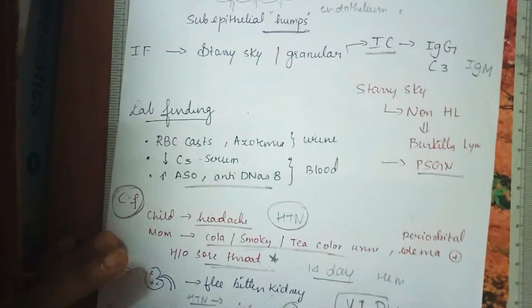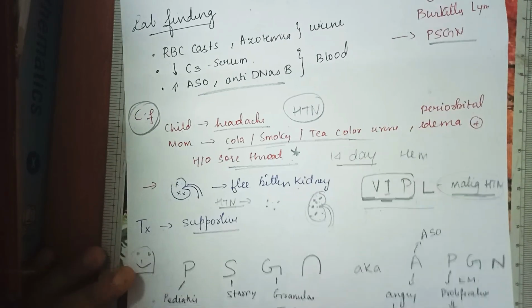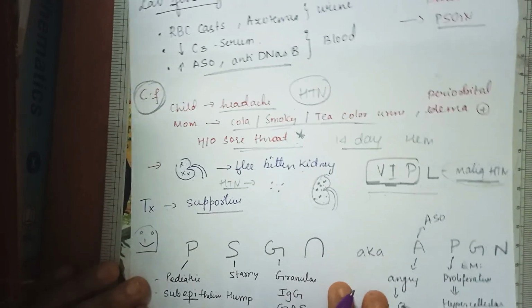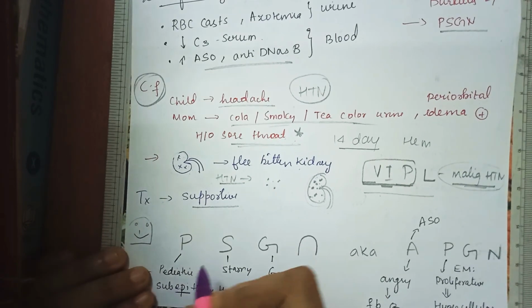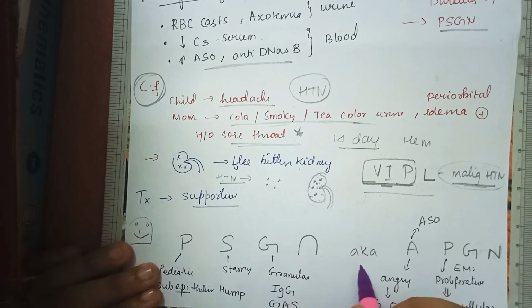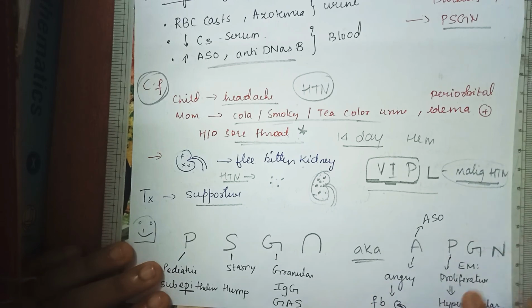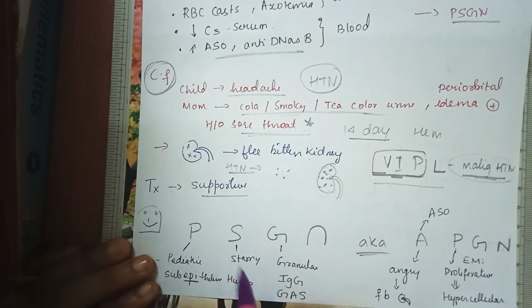Now, after studying so many things, how to remember this? That is the important one. What to write in the exam? So I have the easiest mnemonic of all time. It is PSGN itself. We know that PSGN is also known as acute proliferative glomerulonephritis. I have told you why it is acute. I have told you it is diffuse proliferative glomerulonephritis. Everything is the same. You start now with P.